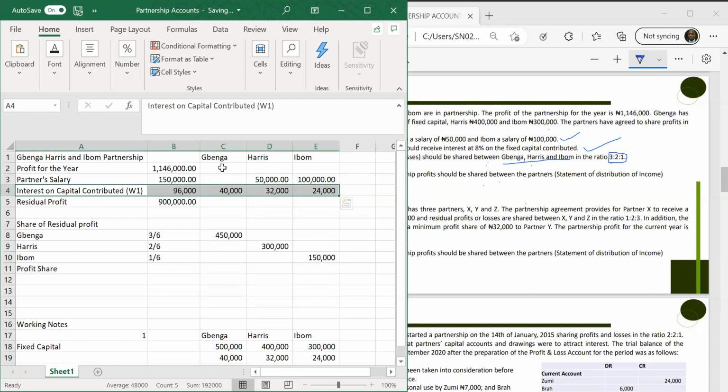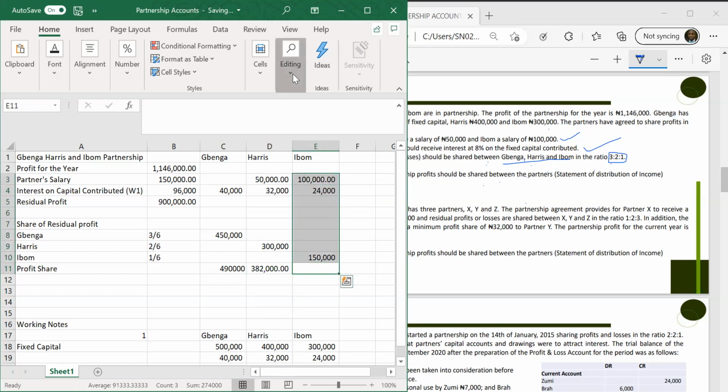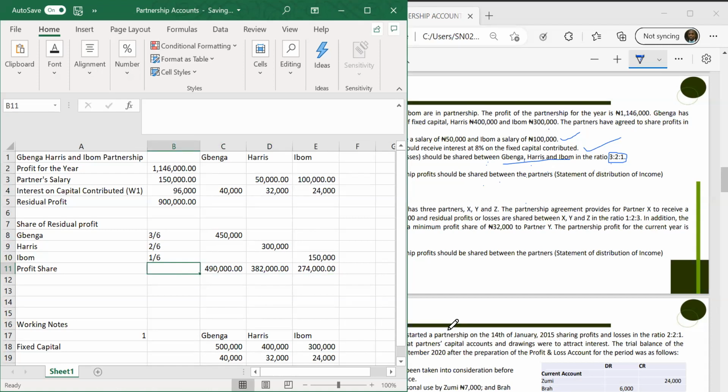Do you understand? So that is what you would do. So can you sum everything for me? Benga should be 490,000. Please sum Harris for me. Harris should be how much? Are you guys still there? Have I lost you guys? 80,000. 382,000. If we sum all this together, please sum it for me. Do we get 1146? I need to be sure.